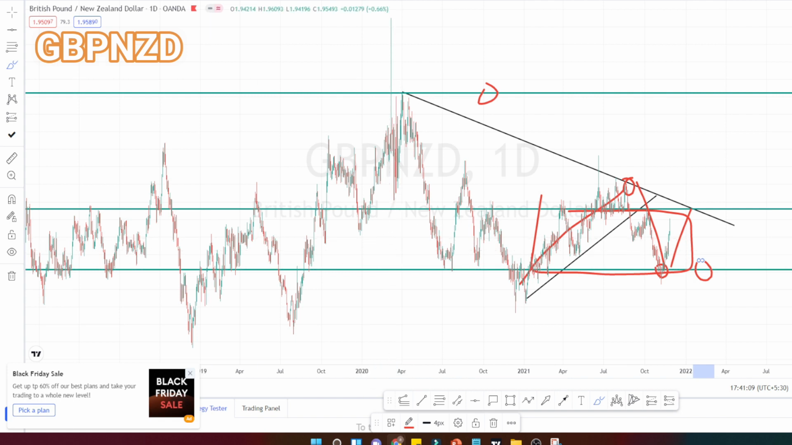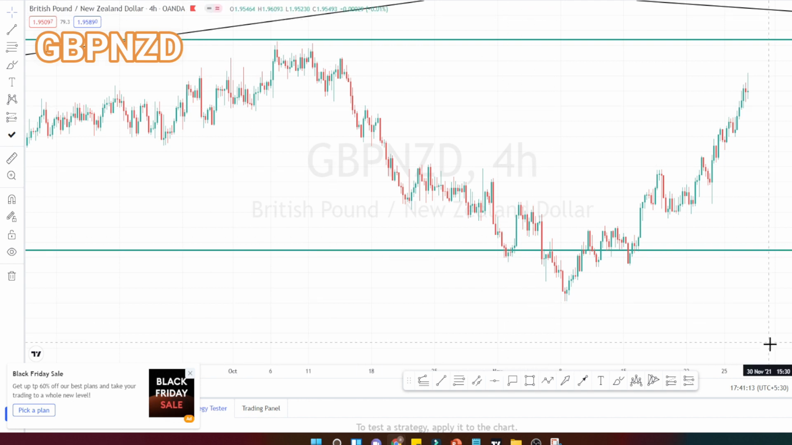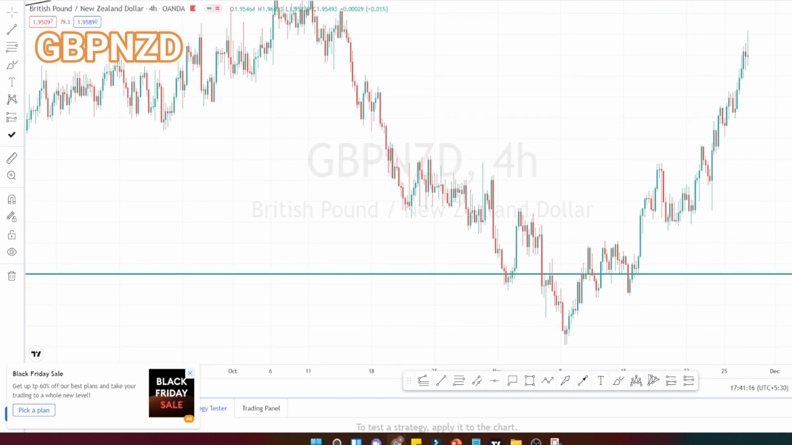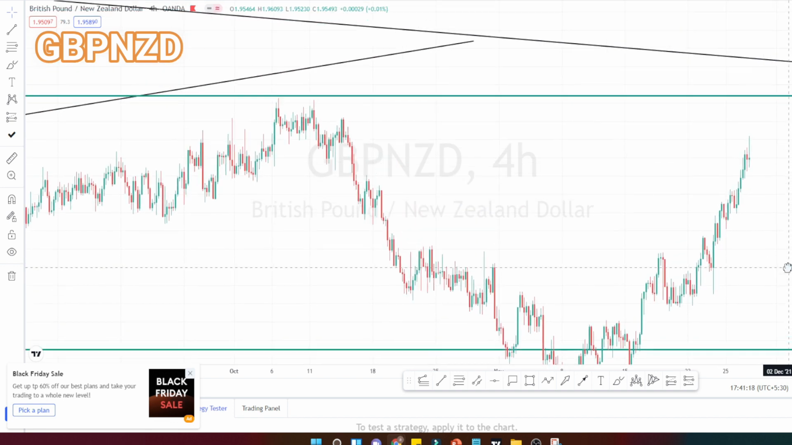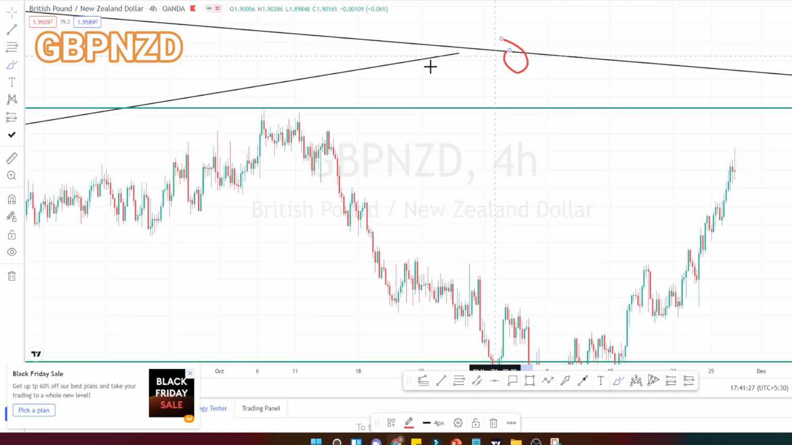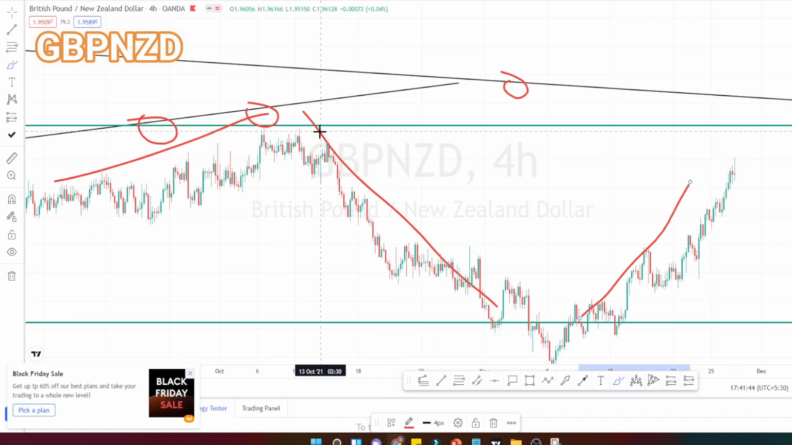Let us do the analysis in 4 hours time frame. I am in 4 hours time frame now. So when we look at the price action in 4 hours time frame, we have the resistance line over here, and also this is a resistance line. Previously it was on an uptrend. It has fallen down. Currently it is in a bullish trend from this support level.